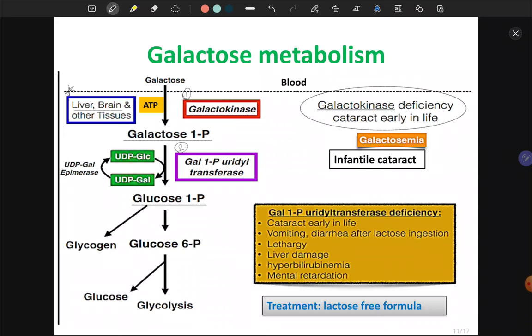Yes, opacification of the lens. Good. So it's opacification of the lens.